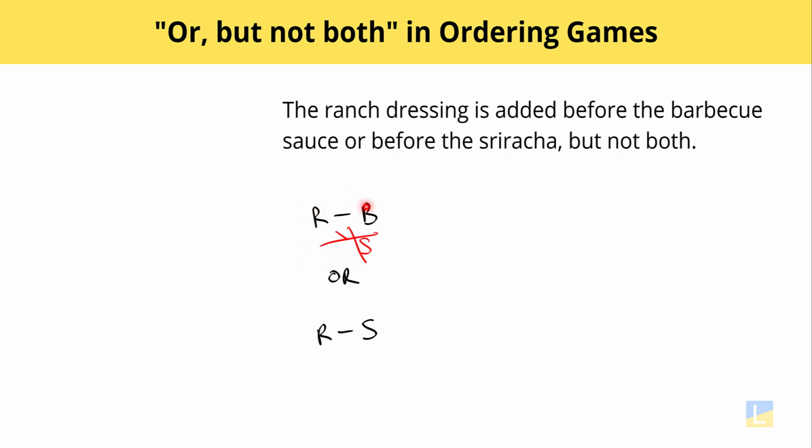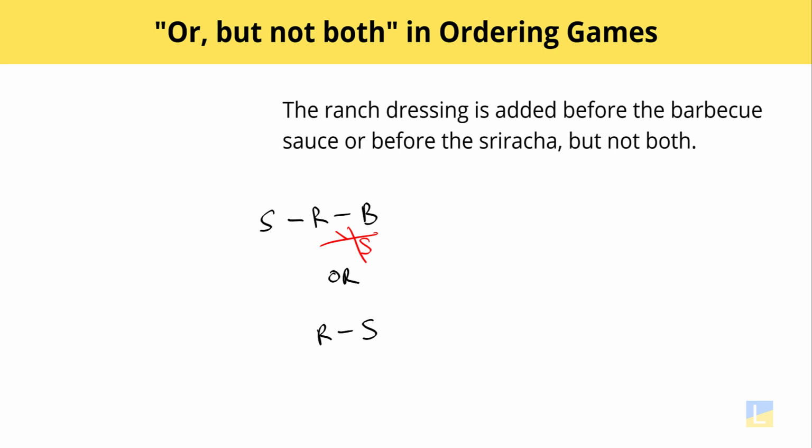If we're in the R before B situation, I cannot put the R before S. I've X'd out the relationship that we cannot see here. Now, if this is a game where each ingredient is being added one at a time, or in other words, you can't have multiple ingredients added at the exact same time, then what's the relationship between R and S if R cannot come before S? Well, of course, it's got to come after S, because R is either before S or after S if you can't have two ingredients coming at the same time.